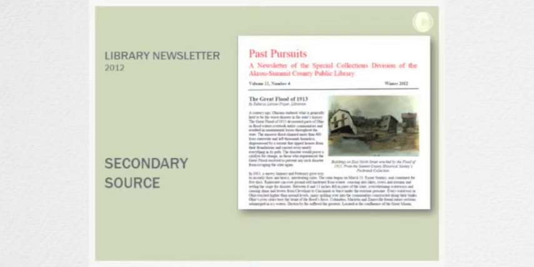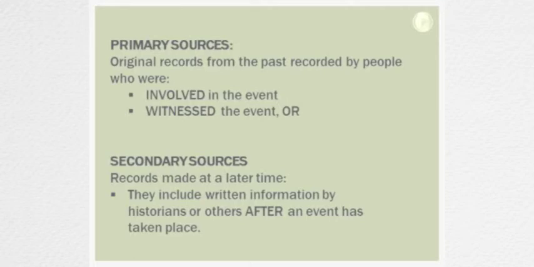So to review, primary sources are original records created at the time of an event by people or organizations who were involved in the event or witnessed the event. Secondary sources are created at a later date and include information created by historians or others after an event has taken place.